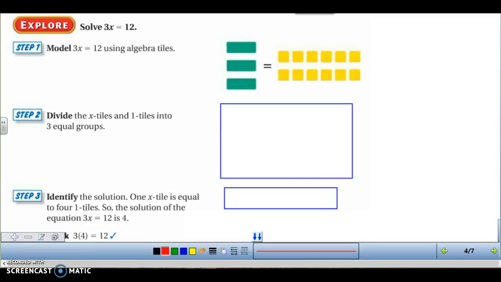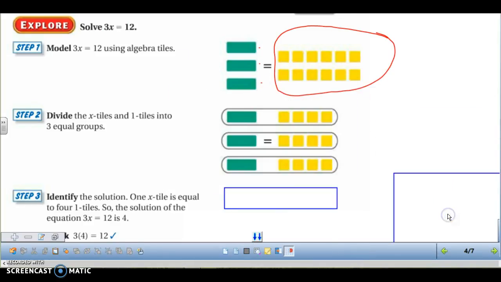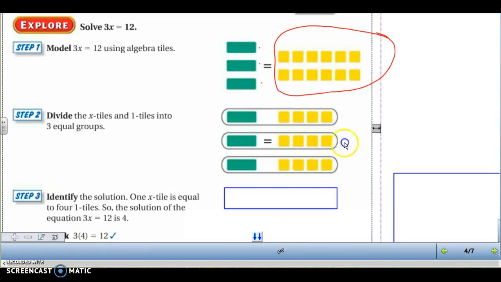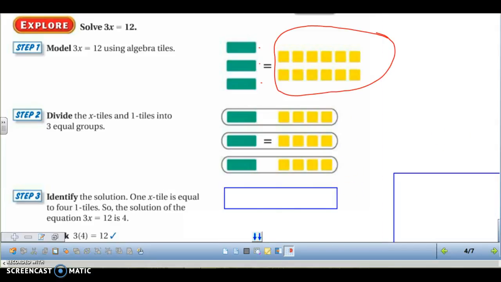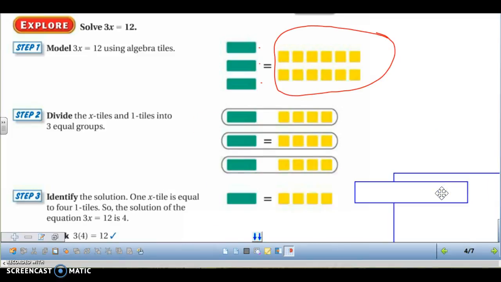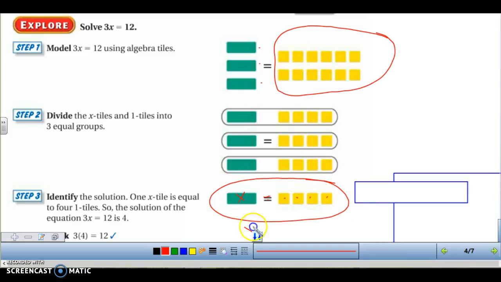If you look at this right now, these 12 are not really divided into 3 equal groups. If you divide the 3 x's into 1, 2, 3 groups, you need to do the same thing to the other side. So if you really want to solve it, you divide those 12 constants into 1, 2, 3 separate groups, giving you the solution. X, or the green bar, is equal to 4. This is your solution.